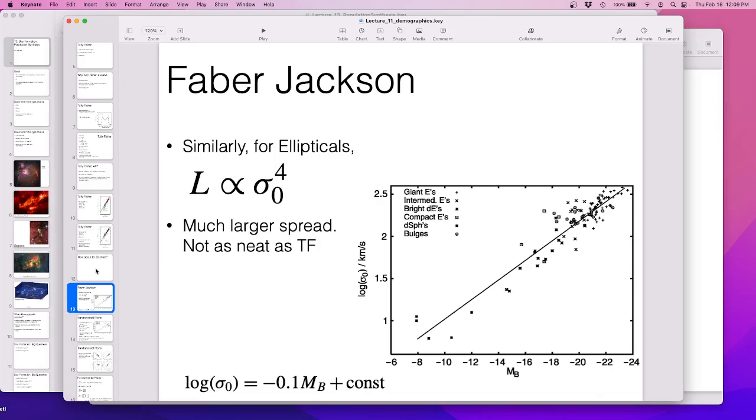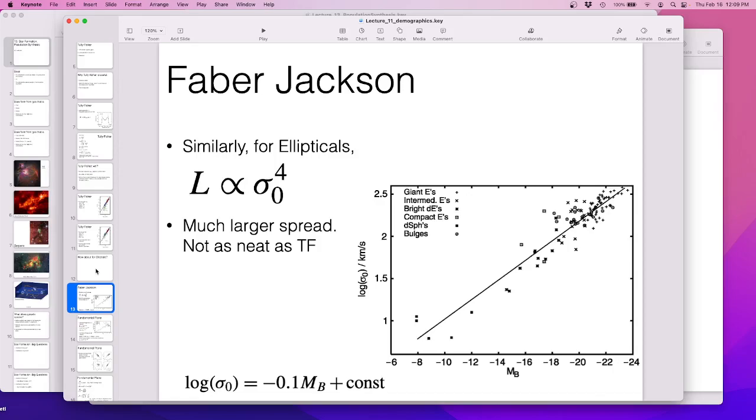I want to use it to get distances. But if this spread in this relationship is large, then the error that I get in my distance is going to be large too. This is the same argument. Luminosity goes like velocity to the fourth, though.